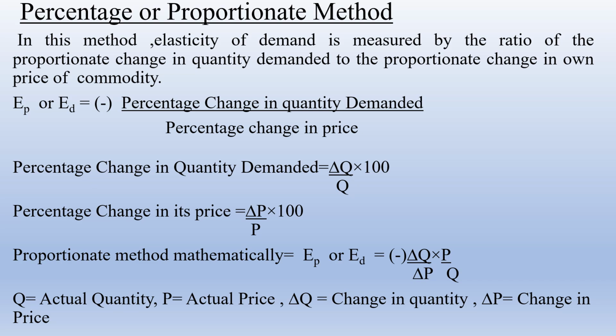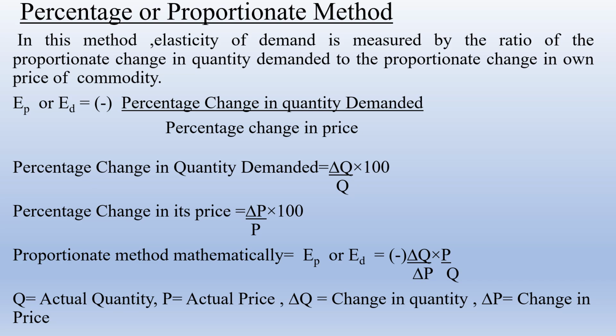EP or ED equals minus percentage change in quantity demanded upon percentage change in price. Percentage change in quantity demanded equals delta Q upon Q into 100. Delta Q is change in quantity, Q is actual quantity. Percentage change in price equals delta P upon P into 100. Delta P is change in price, P is actual price.